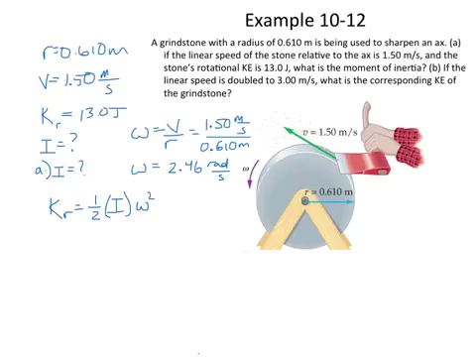So if we want to solve for I, it's simply going to be that our I is 2 times the rotational kinetic energy divided by our omega squared, our angular velocity squared. We have all those values, and if we didn't, we certainly could have solved for this, which we did already. That's our 2.46 radians per second. So let's plug our values in and see what we get for the moment of inertia of this stone.